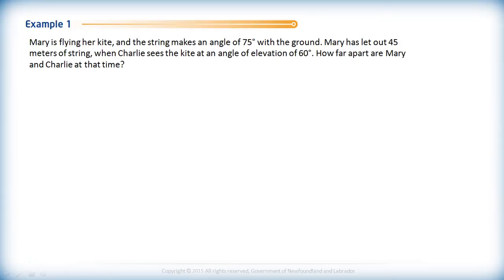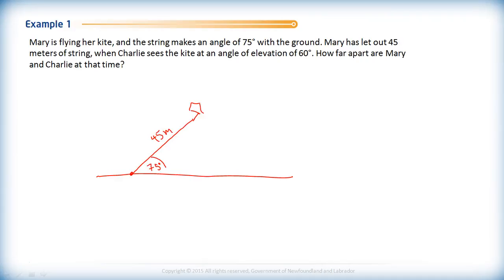The first example: Mary is flying her kite and the string makes an angle of 75 degrees with the ground. So let's see if we can draw a diagram for this. We've got the ground along here, and Mary's flying her kite from some point on the ground, and then we have her string going up in the air. So her kite is kind of flying up in this area somewhere. There's the string going up to the kite, and it says the string makes an angle of 75 degrees with the ground over here. And she lets out 45 meters of string. So we've got 45 meters along there like that.